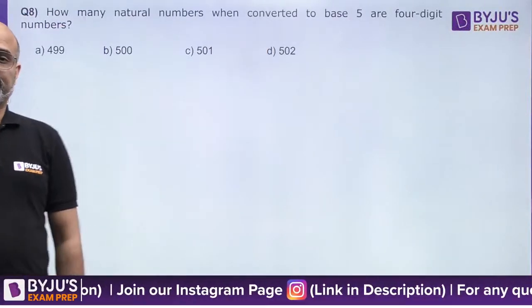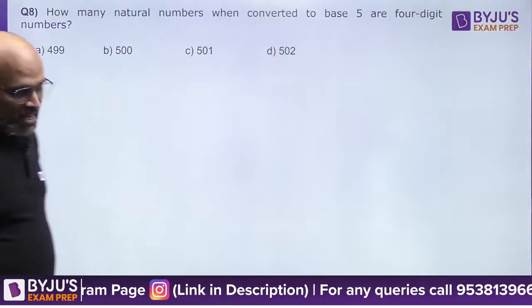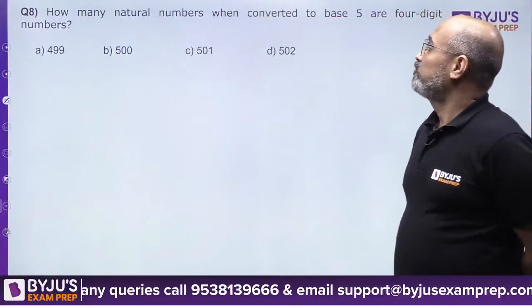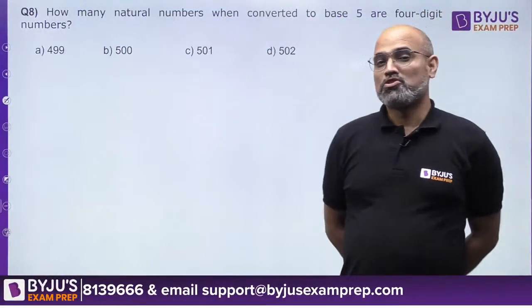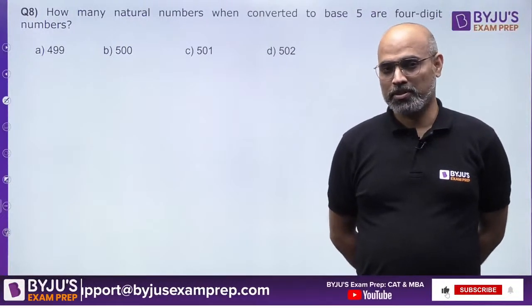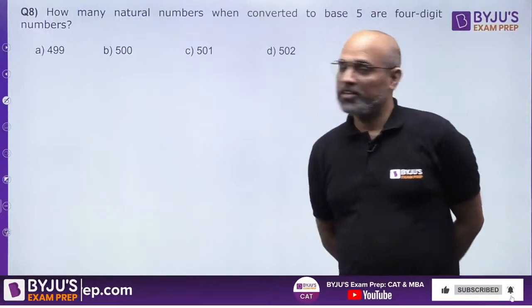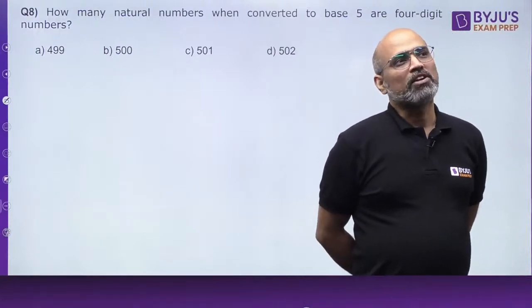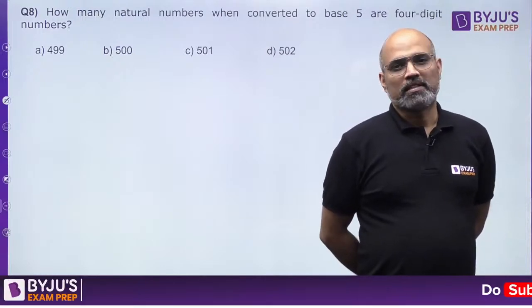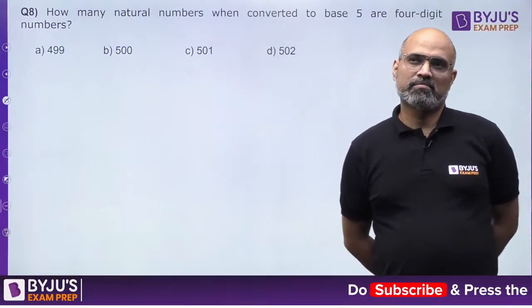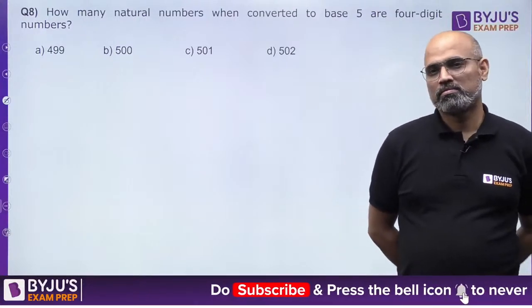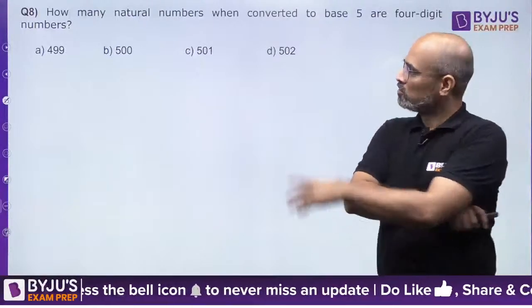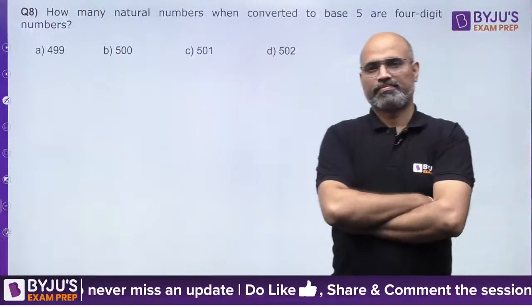Next question. How many natural numbers exist which, when converted to base 5, are 4-digit numbers? So it's a base system, base conversion based question. And this is again not a difficult one. It's very straightforward. It's more of a pattern rather than some solution. So if you know the pattern of any base, you would know exactly, just by looking, which is the answer.